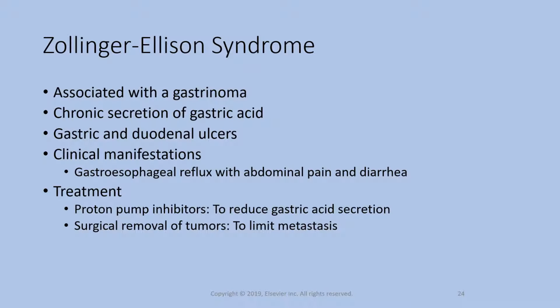Zollinger-Ellison syndrome is associated with a gastrinoma. It's a chronic secretion of gastric acid, causing gastric and duodenal ulcers. Clinical manifestation is gastroesophageal reflux with abdominal pain and diarrhea. Treatment is proton pump inhibitors to reduce gastric acid, and surgical removal of the tumor to limit metastasis. So it's all interrelated. You might run into that.